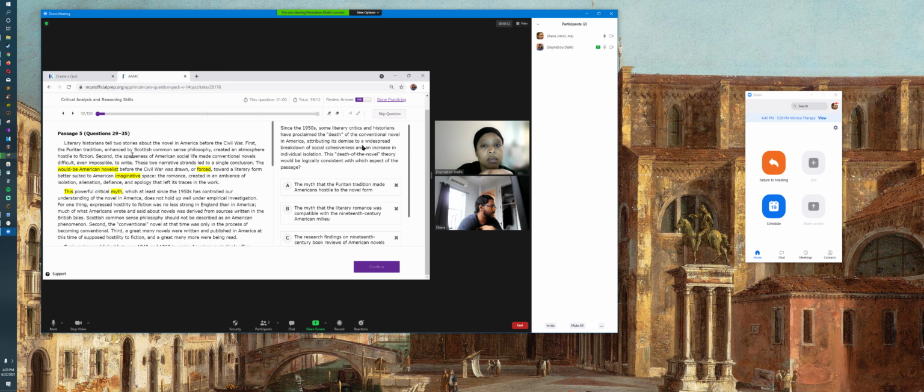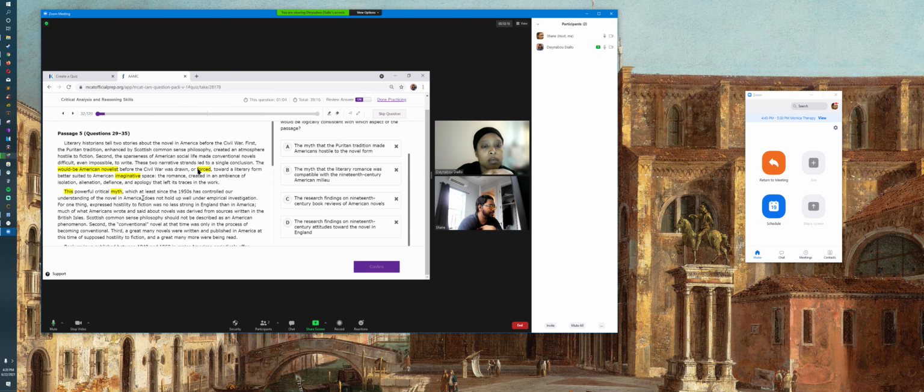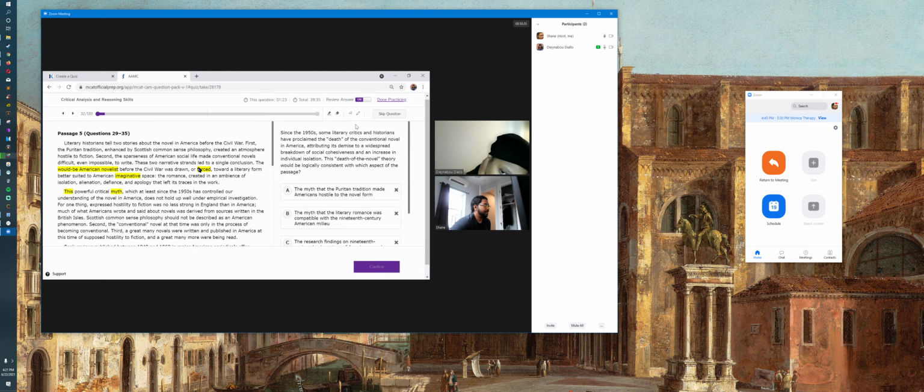Let me see what D says, because I was looking at that first. So I am kind of looking at B. They word it differently, so I'm going to ask you, how do you know? So they're basically saying that some people think that the conventional novel in America has died, and they say it's because there's a breakdown of social cohesiveness. What's meant by that? So society isn't cohesive, like it's not together. Perfect. And therefore there's an increase in individual isolation, right?